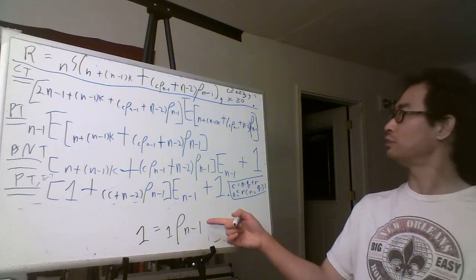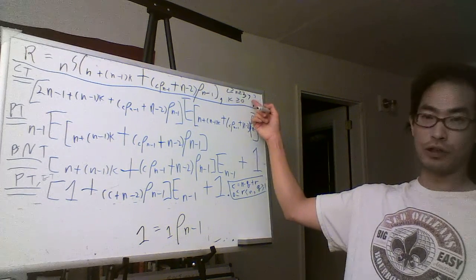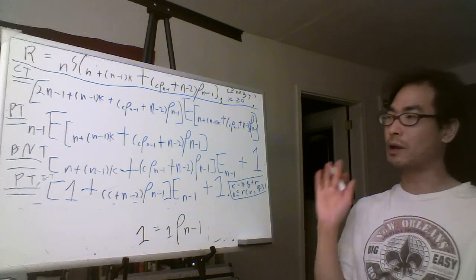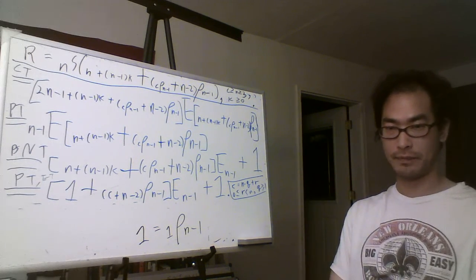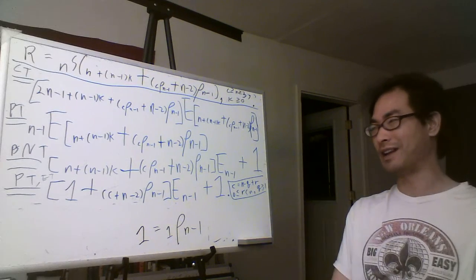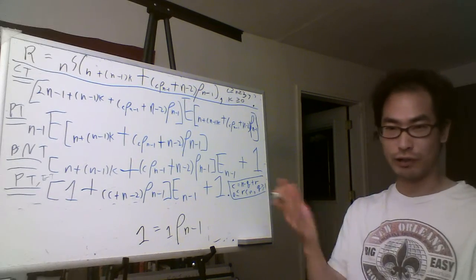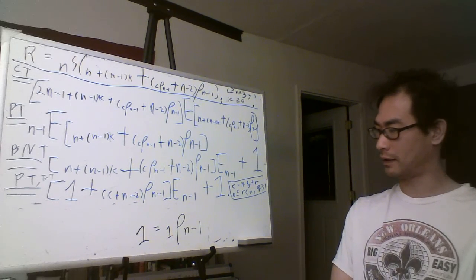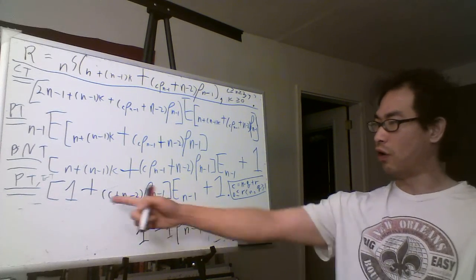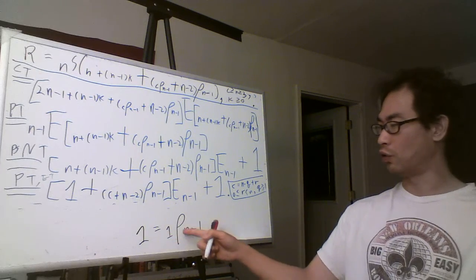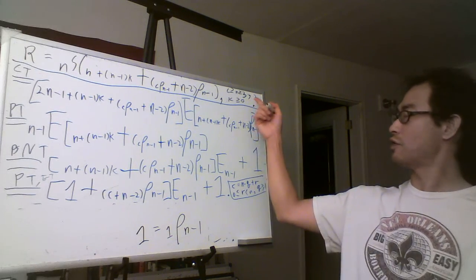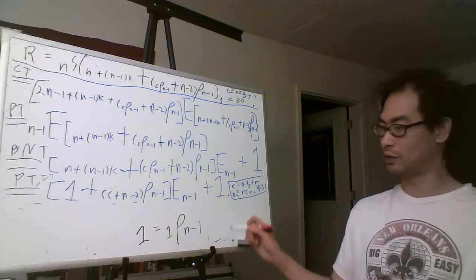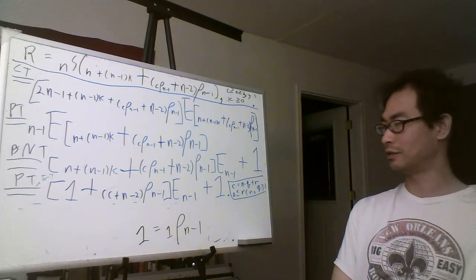So we have to assume that n is 3 or more. When n is equal to 2 or 1, we have to prove that separately, and it should be very easy. We'll do it, I promise you, I give you my word. So if 1 can be expressed as 1 rho n minus 1, because n is 3 or more and n minus 1 is 2 or more, so that's 1, right?